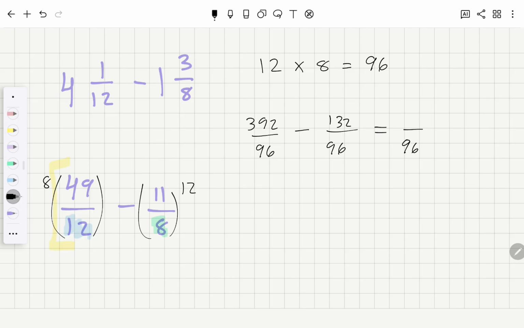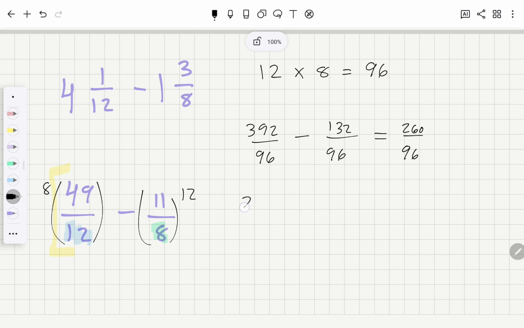Now we have to subtract our numerators just like normal. So 392 minus 132 is 260. Okay, I'm actually going to redraw that 6 because it looks a little bit small. There we go. Now we have to take 260 over 96, and we have to simplify it. Now I notice that they're both even numbers, so I'm going to divide them both by 2.